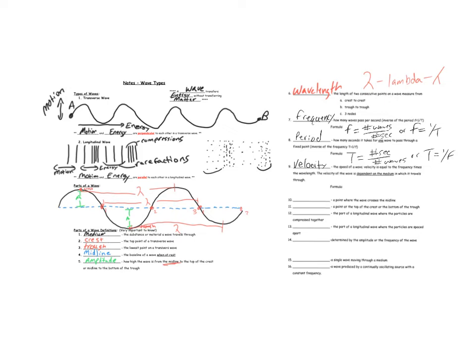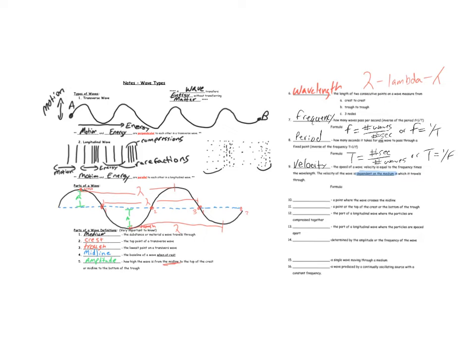So keep this in mind. It's dependent upon the medium. All right, so whatever the medium is determines the speed of the wave. So air has a specific speed for sound. It's 340 meters per second. Water has a different speed for sound. Steel has a different speed for sound.